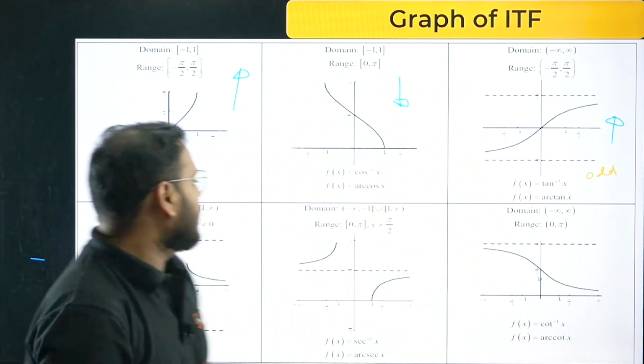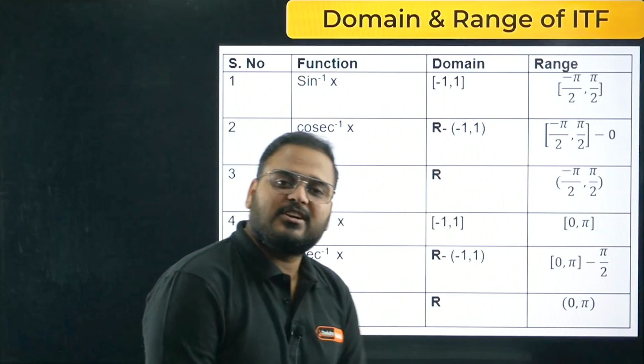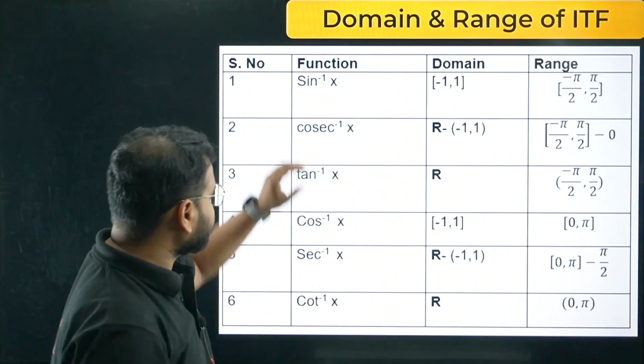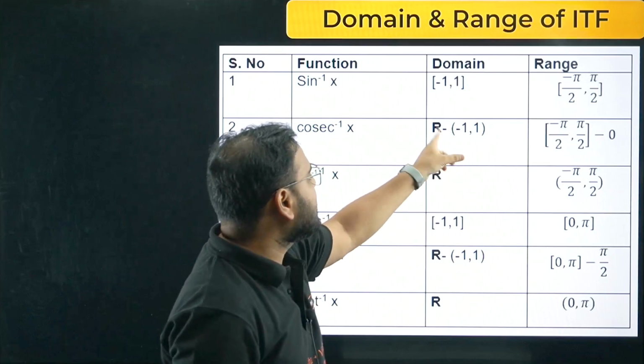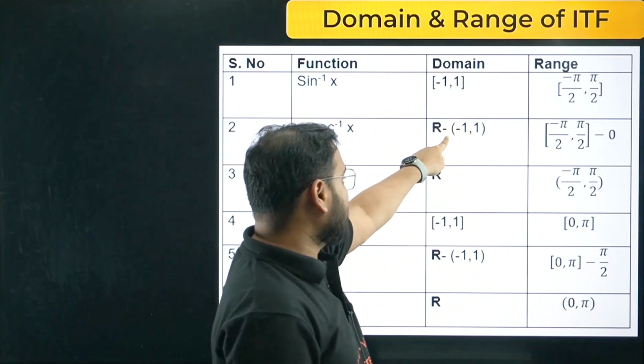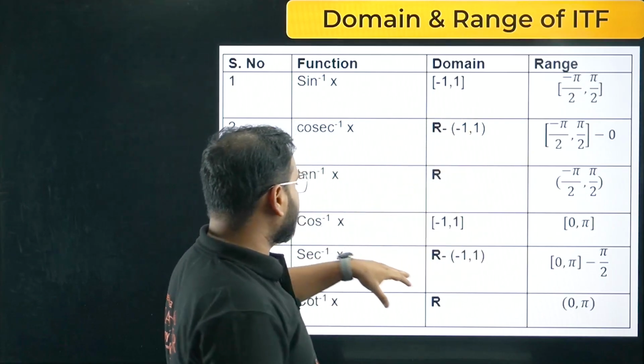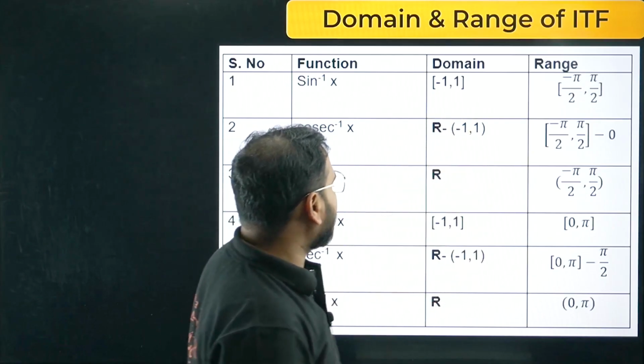Chaliye. So, bacha, graph of ITF is clear. Now, domain and range. As I said, I have listed it out for you in a table. So, for cosec x, remember this. Minus 1 and 1 is in the solution. This is open here, bacha. What I'm doing over here is very important. I want to explain the cosec and sec part. Check this out very carefully.